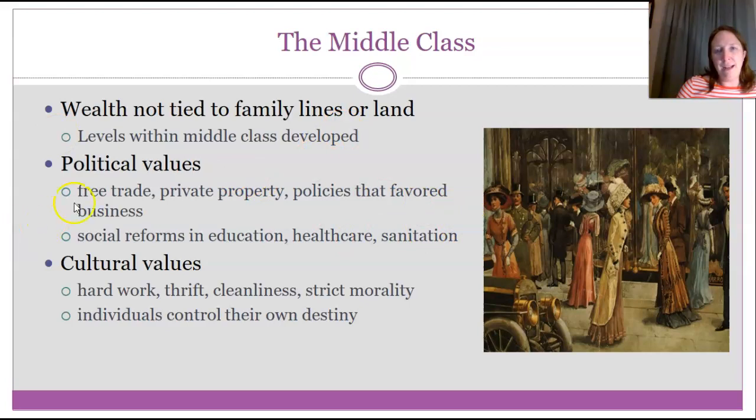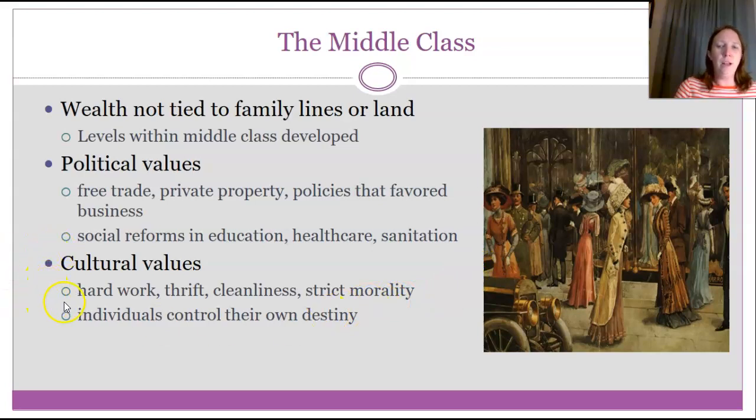Some things that the middle class had in common were their political values and their cultural values. In terms of politics, the middle class often wanted and fought for free trade, so less taxes on buying and selling of goods, the ability to own private property without the permission of nobility, that was still fading, and policies that favored business. So basically any sort of laws that helped business boom, and it did. But they also fought for social reforms in education, healthcare, and sanitation to make the cities better. More on that to come.